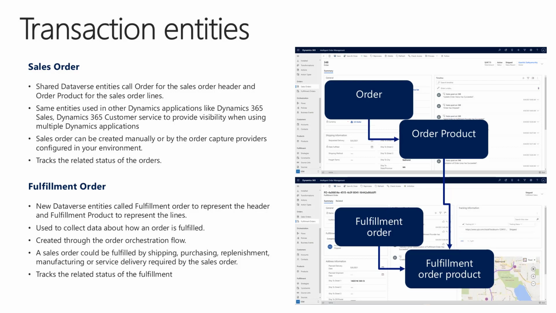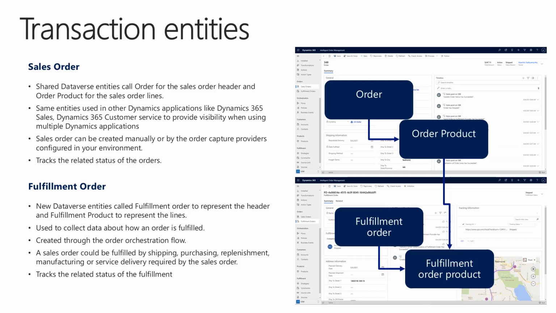When the orchestration runs in Intelligent Order Management, it creates a fulfillment order to ship or fulfill that order. This is provided by new Dataverse entities called a fulfillment order, which represents the fulfillment header, and the fulfillment product, which represents the lines. So essentially you're fulfilling a line from the sales order, and multiple different sales order lines can be combined into one fulfillment based on optimizations that you might have in the orchestration flow.